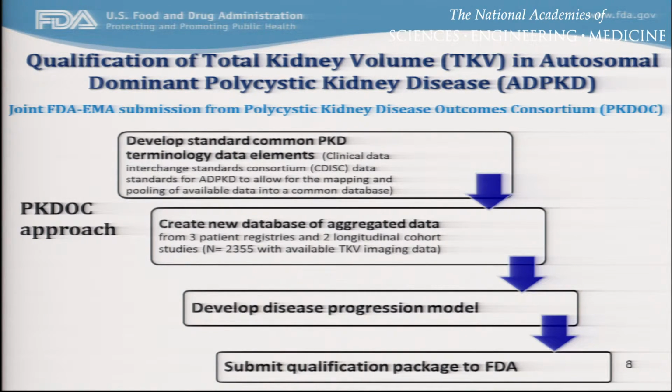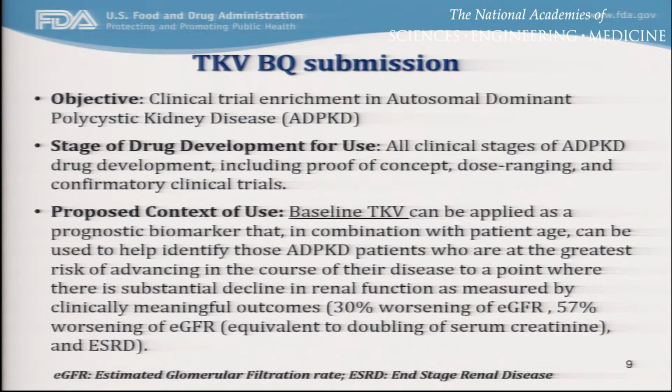So basically, they took data from 3 patient registries and 2 longitudinal cohort studies and combined those. And then they used TKV, or total kidney volume, as a biomarker, and developed a disease progression model and sent all the packages: the LOI, the letter of intent, the briefing document, and finally the qualification package. The objective was clinical trial enrichment in ADPKD, and it was meant for use in all stages of drug development, such as clinical stages, including proof of concept, dose ranging, and confirmatory clinical trials.